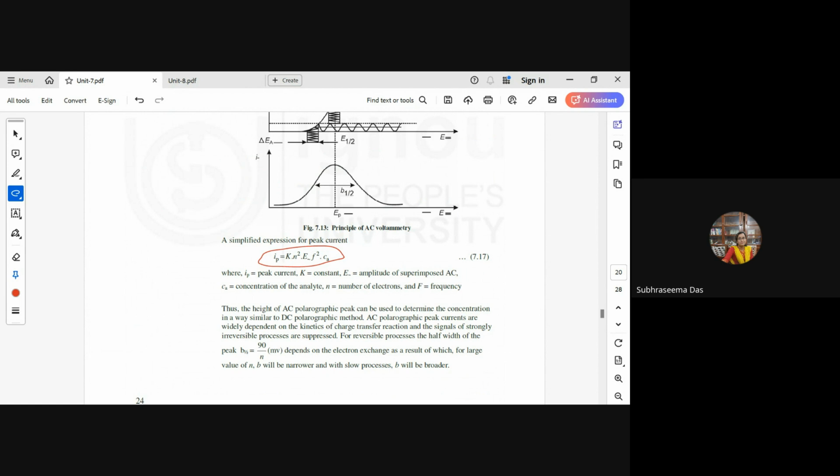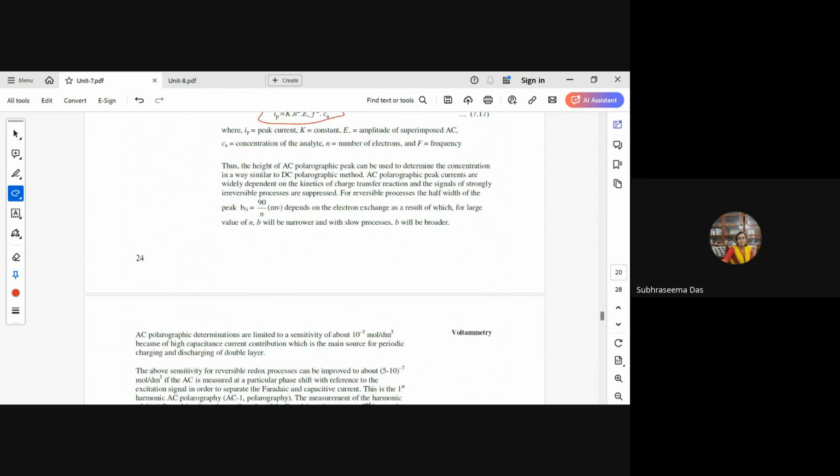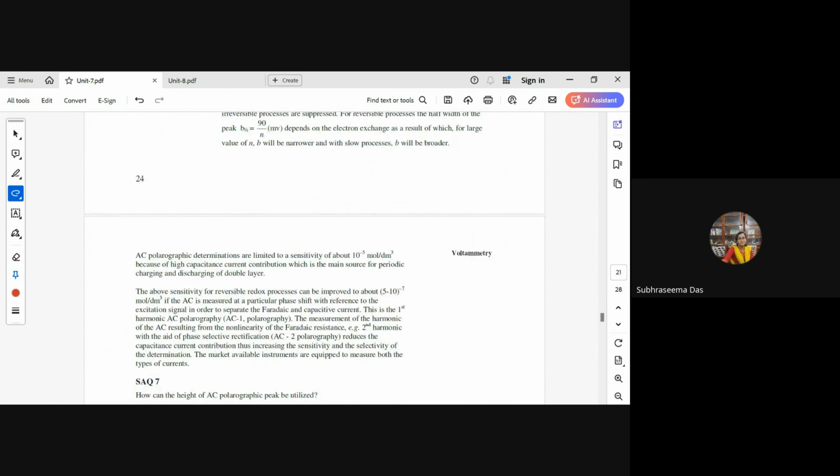The AC polarographic peak currents are widely dependent on the kinetics of the charge transfer reaction. Now, for reversible processes, the half width of the peak is equal to 90 by n, and depends upon the number of electrons exchanged, as a result of which a larger n gives a narrower peak and a smaller n gives a broader peak. AC polarographic determinations are limited in sensitivity because of high capacitance current, which is the result of periodic charging and discharging of the double layer.